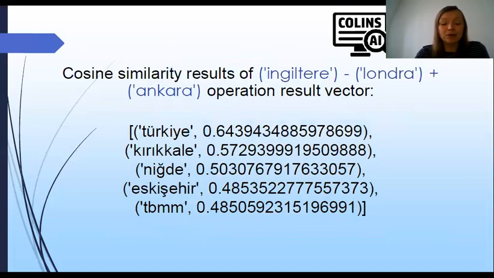Another example below are the first 5 word vectors with the closest cosine similarity to the result vector of the operation İngiltere minus Londra plus Ankara. This operation is a transaction of the relationship between countries and their cities or capitals. The vector obtained as a result is Turkey, the first among the cosine-similar vectors. The process and result vectors are compatible with the results of adding and subtracting vectors.